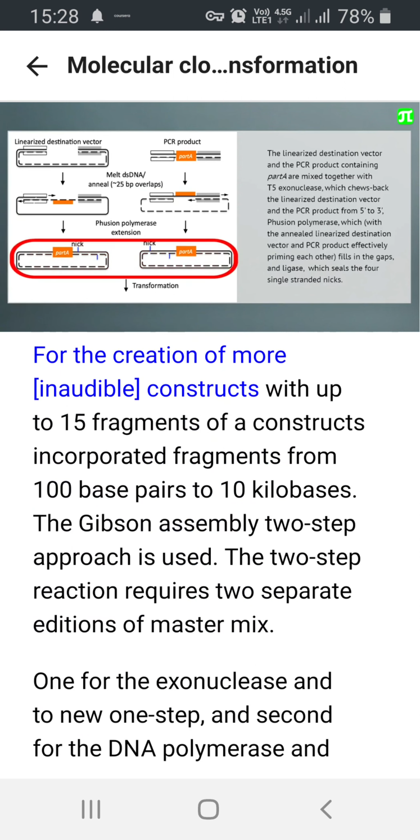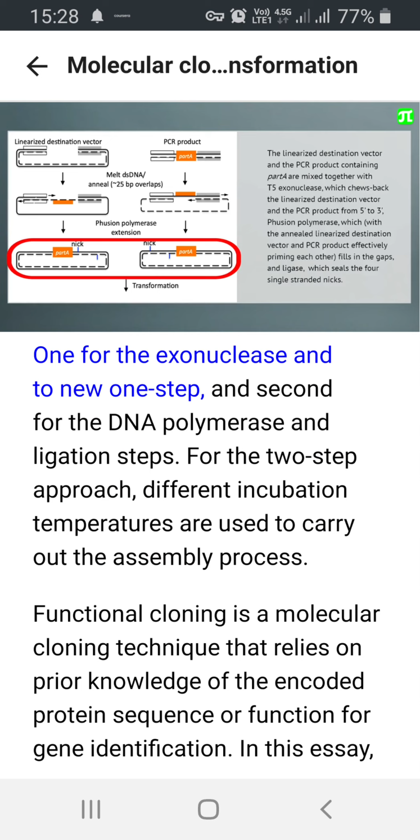For the creation of more complex constructs with up to 15 fragments, or for constructs incorporating fragments from 100 base pairs to 10 kilobases, the Gibson assembly 2-step approach is used. The 2-step reaction requires 2 separate additions of master mix, one for the exonuclease and annealing step, and second for the DNA polymerase and ligation steps. For the 2-step approach, different incubation temperatures are used to carry out the assembly process.